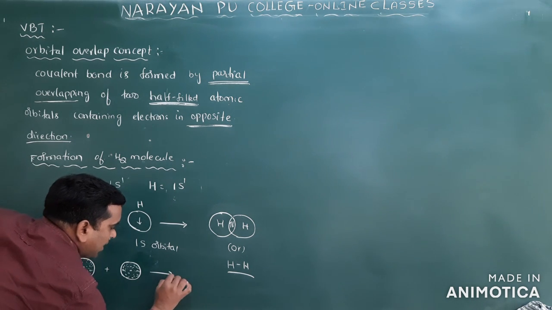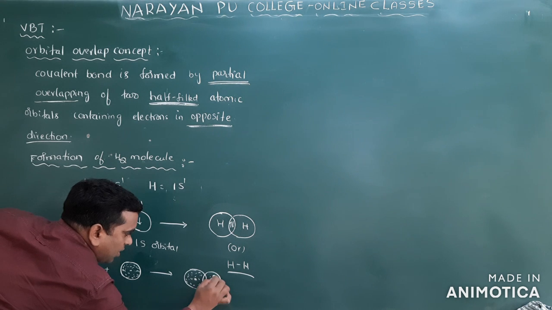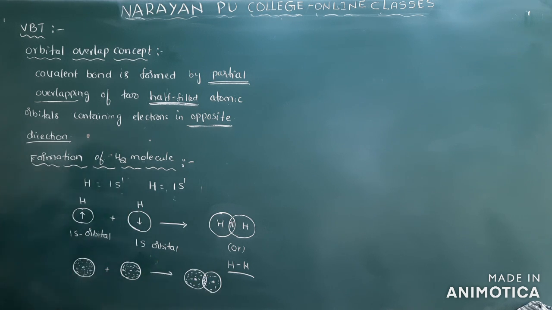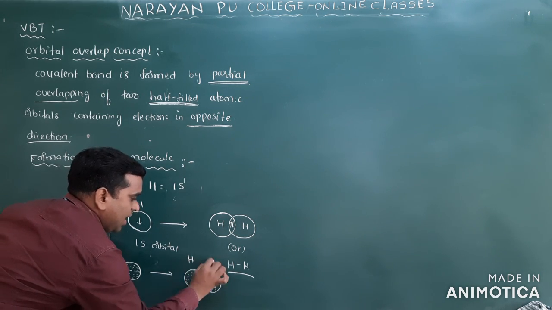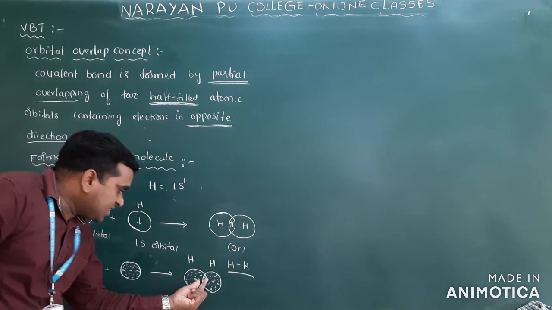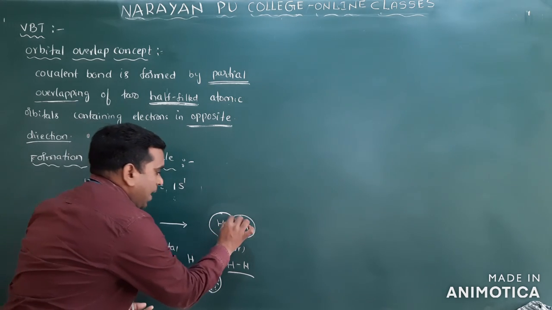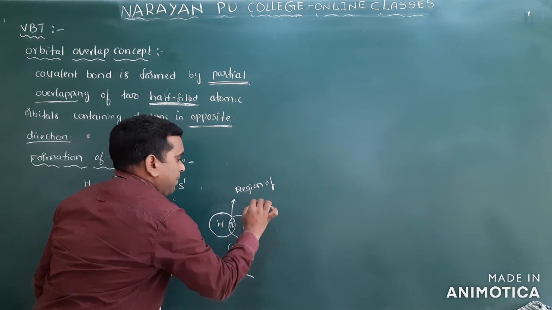Then what will happen here? They combine, with partial overlapping. This is the nucleus, and this is the electron cloud. This is hydrogen, and another one is hydrogen. So what do we get? An H2 molecule. Now you see, very important: this is the region of overlap.